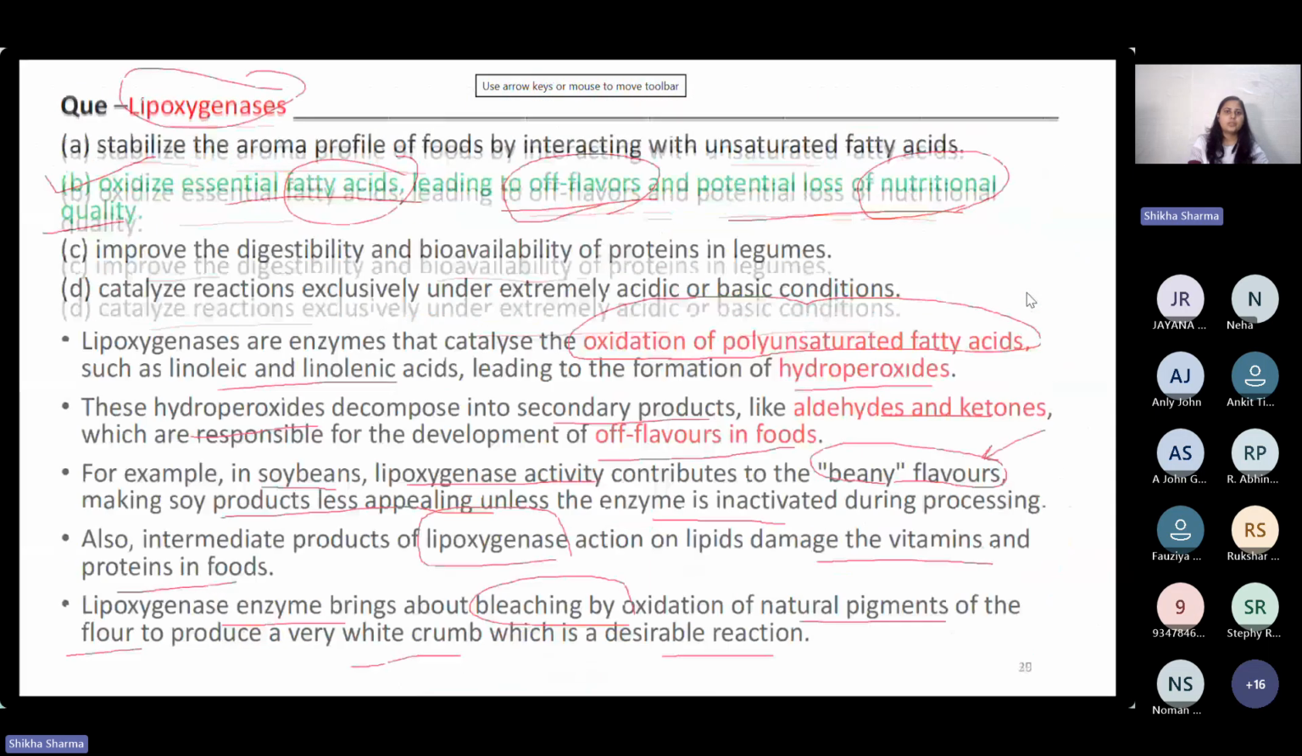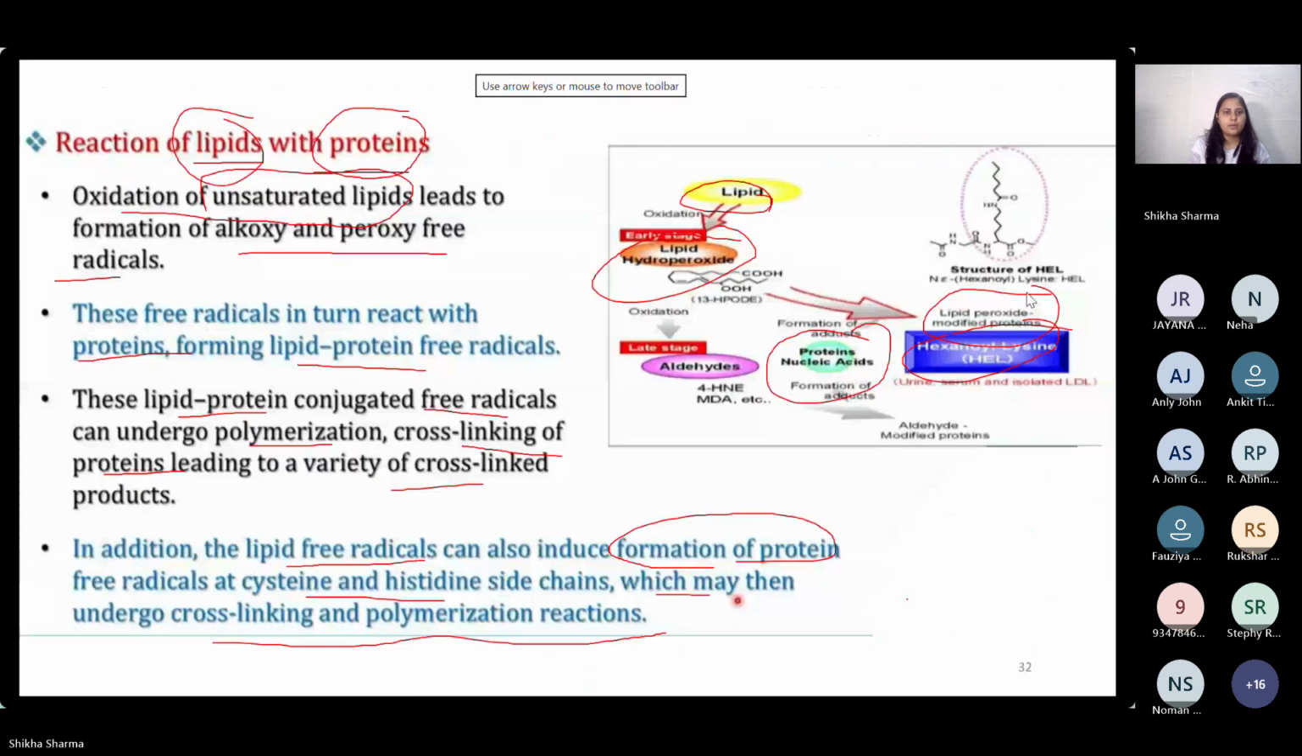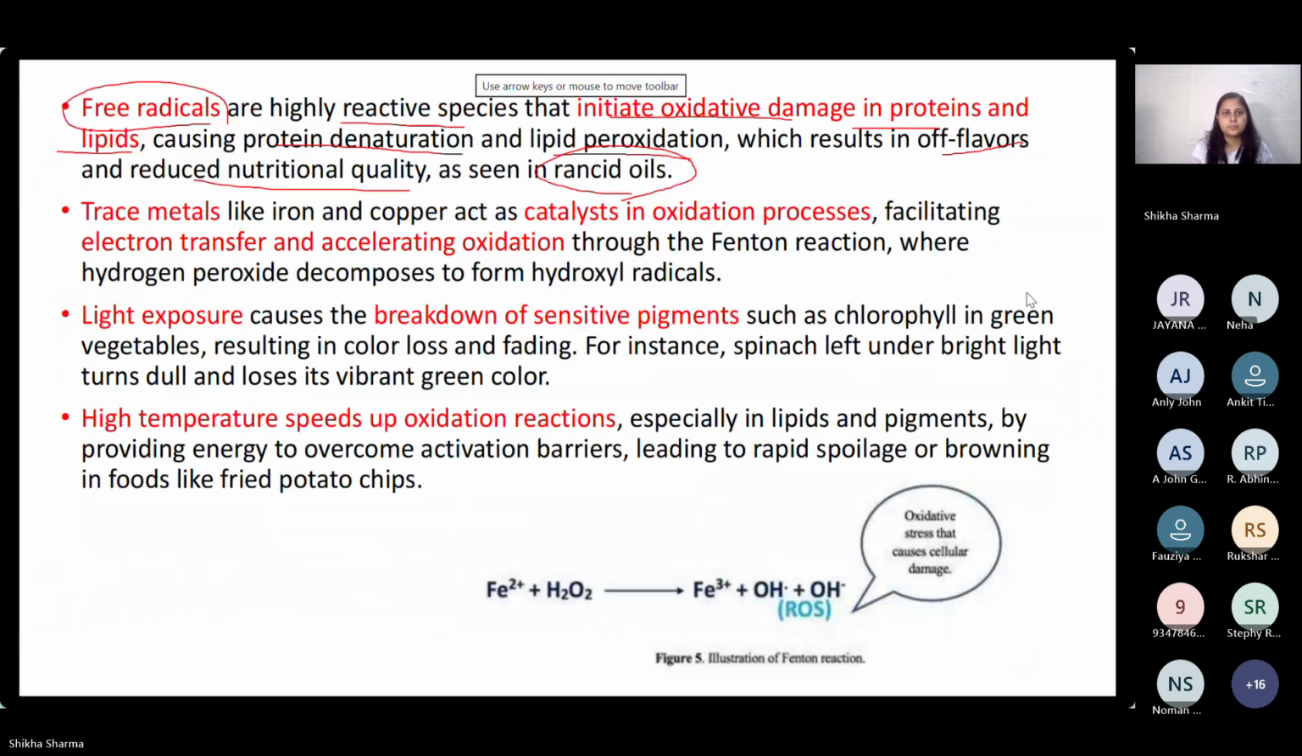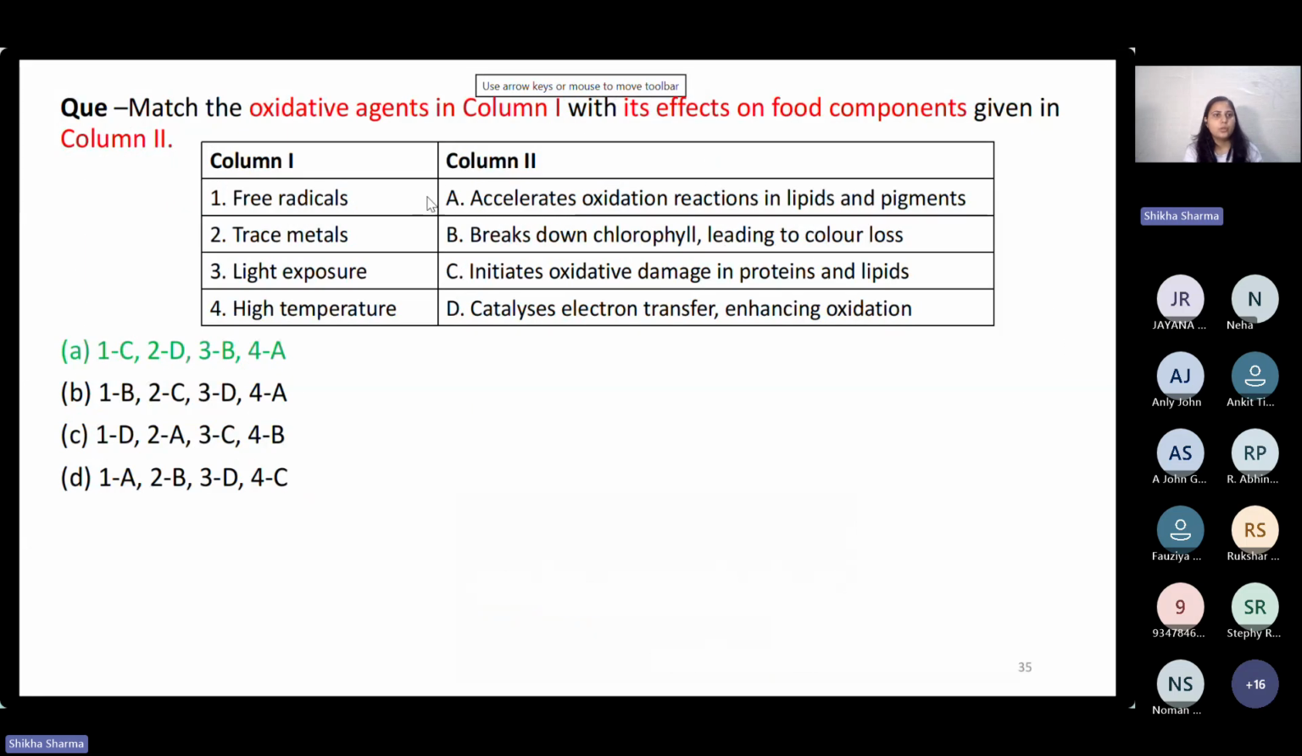Let's see our question now. Free radicals initiate oxidative damage in both lipids and proteins, because we have already seen how lipid peroxidation takes place and how rancidity in oil occurs. So free radicals are attached to the initiation of oxidative damage in proteins and lipids.